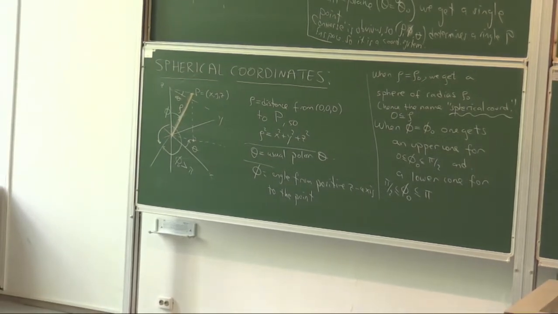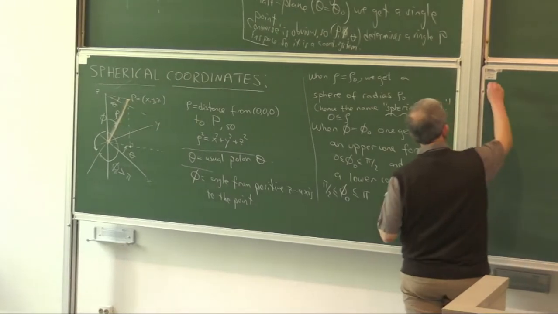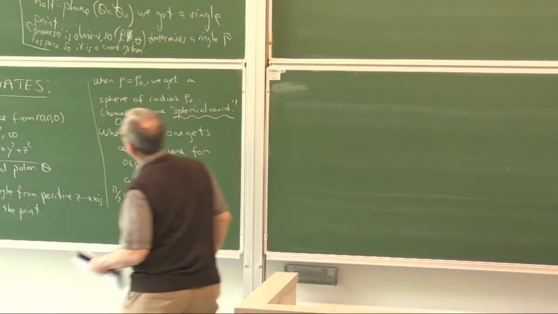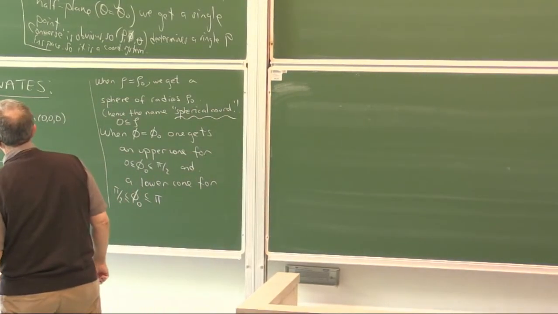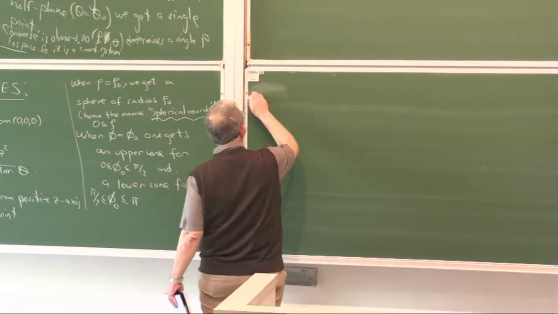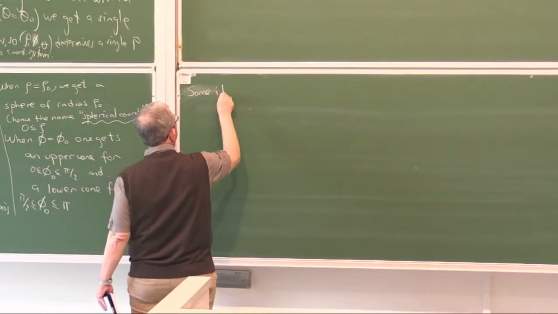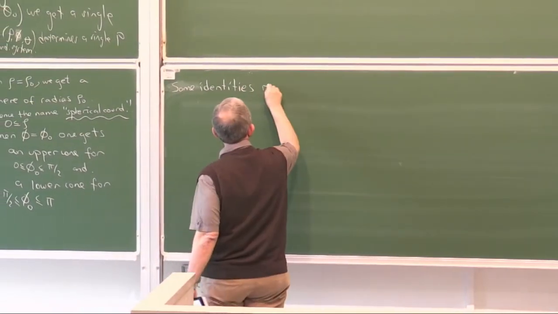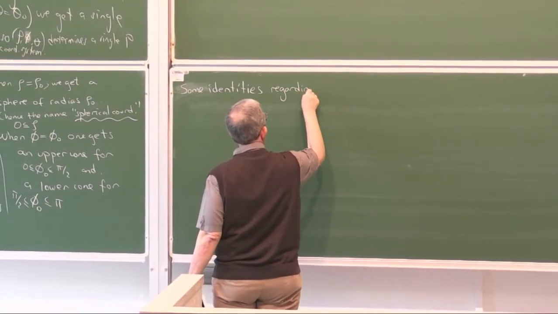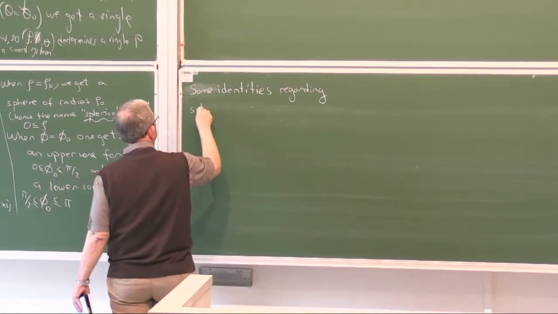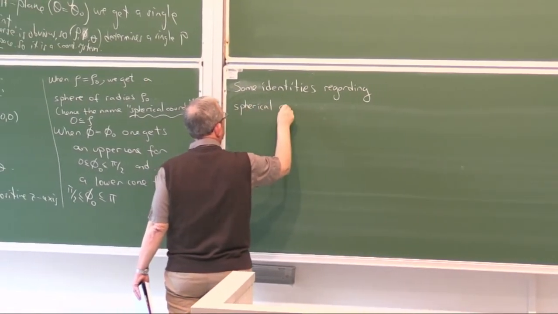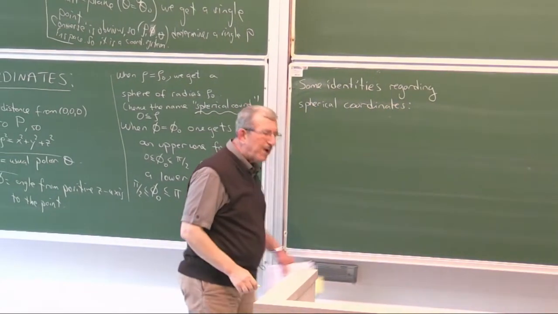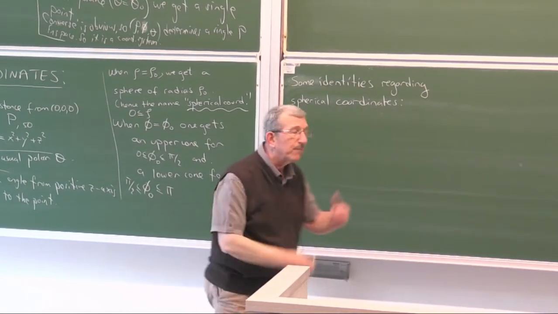Now, two examples, we illustrate this a little bit. Maybe before examples, I should comment more on this, namely some identities regarding spherical coordinates. These will be practical, and we will be using them over and over again.